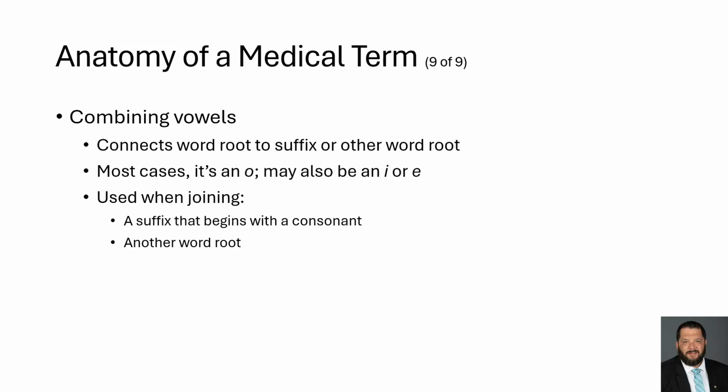Combining vowels are used to connect root words and suffixes with other root words. In most cases, it's an O, but it can also be an I or an E. They're used when joining a suffix that begins with a consonant or joining another root word. In the next lecture, we'll talk a little bit about what some of these common prefixes, root words, and suffixes are.